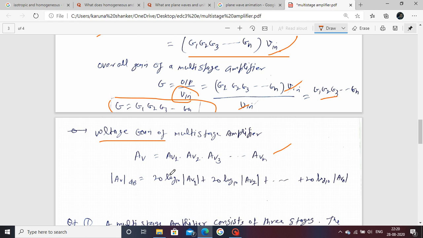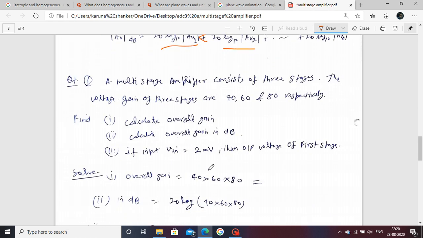In terms of dB, you take the individual dB calculations: 20 log AV1 plus 20 log AV2, and so on. So in terms of dB, all the values are added. In terms of plain values, you multiply all the values, and then the overall gain is calculated. This is one example of a multi-stage amplifier.